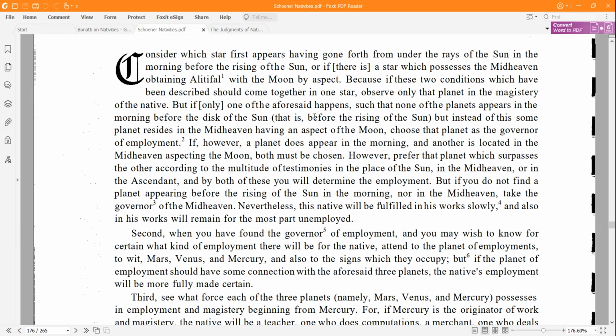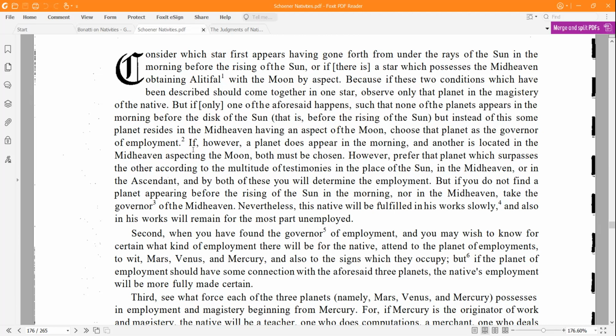And then I think he does go back to, if however a planet doesn't appear in the morning or another is located in the ascendant or in the morning, right? Or in the midheaven aspecting the moon, but both must be chosen. Oh, wait, I'm sorry, I went too far. But if one of the aforesaid happens such that none of the planets appears in the morning before the disk of the sun, that's in the ascendant, but instead of this, some planet resides in the midheaven, having an aspect to the moon, choose that planet as the governor of employment. Okay. Could the governor be the moon itself? No, no, because it says choose that planet as the governor.